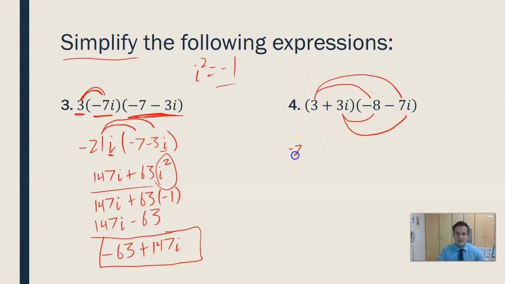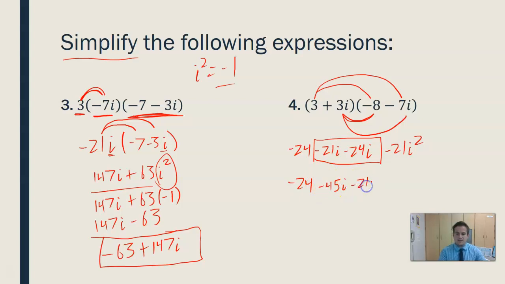So 3 times negative 8 is negative 24. 3 times negative 7 is negative 21i. 3i times negative 8 is negative 24i. You'll notice that we can combine those together here in a second. And then 3i times negative 7i is negative 21i squared. So first, let's combine these two together. These are like terms. Negative 21i minus 24i is negative 45i.